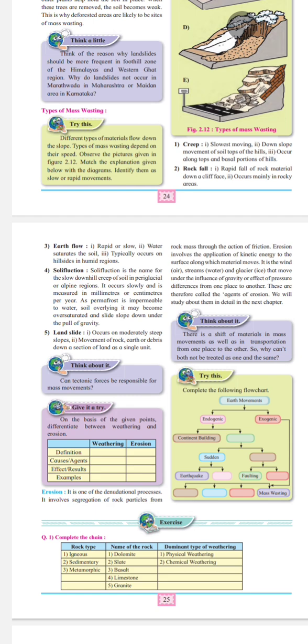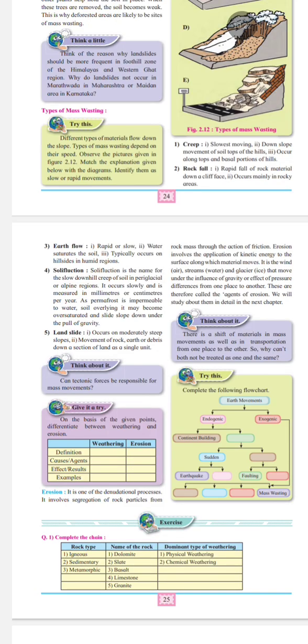Just again, a simple example. Imagine a hill slope. The soil particles don't suddenly fall down. Instead, they move little by little towards the bottom. This slow movement is called creep. So creep is the slowest mass movement.